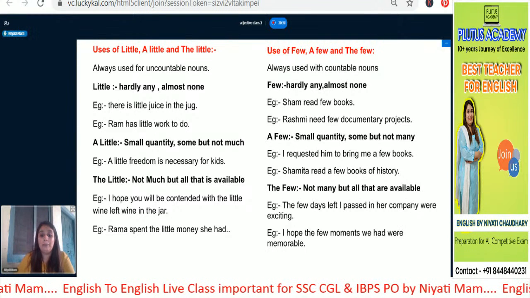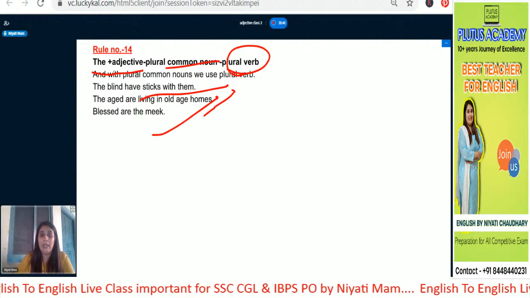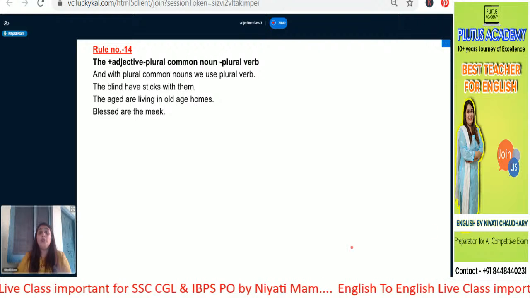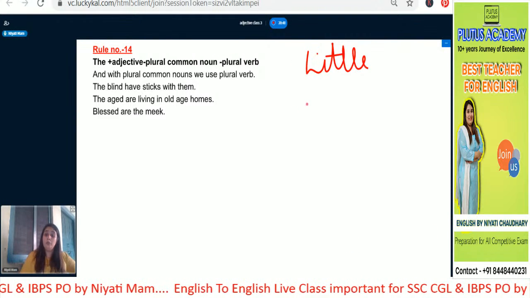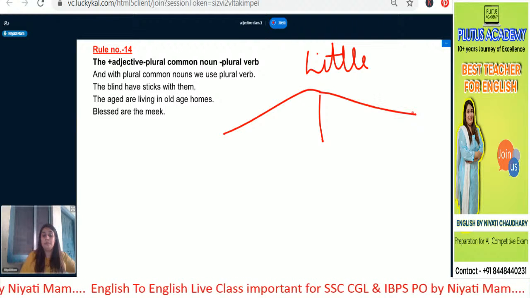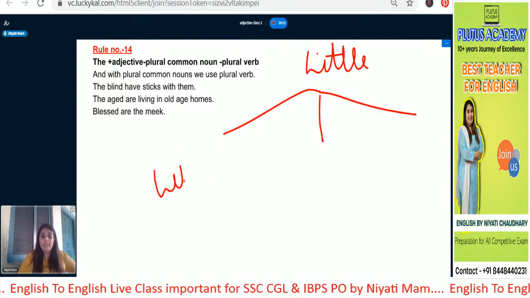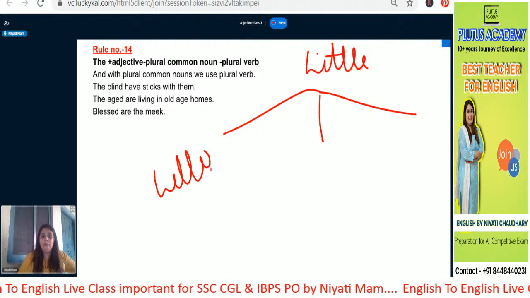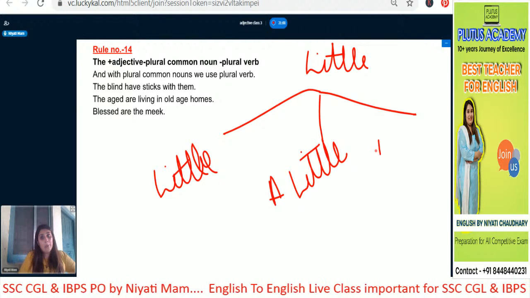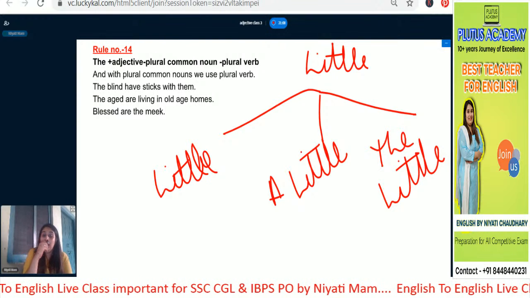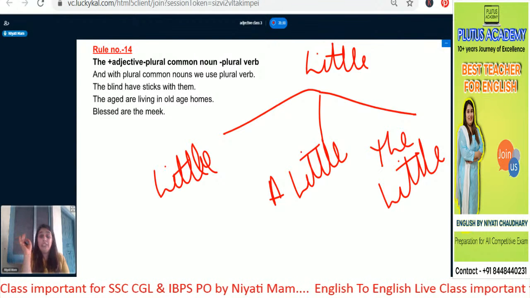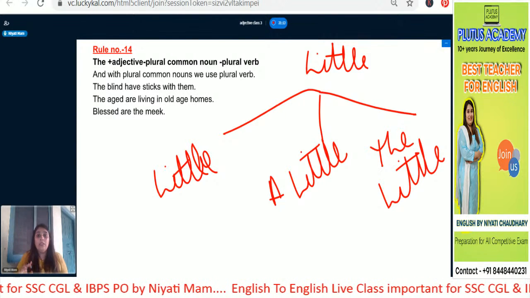First, let me discuss little, a little. Okay. Now, you need to understand the word little can be used in three ways in English. One is little, another one is a little, and the next one is the little. Little can be used in English in three ways: little, a little, and the little.